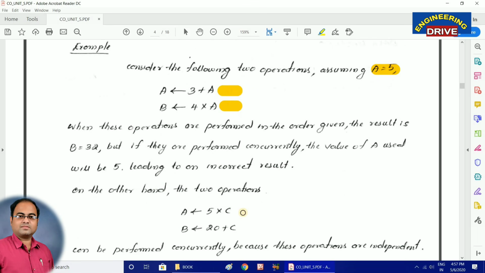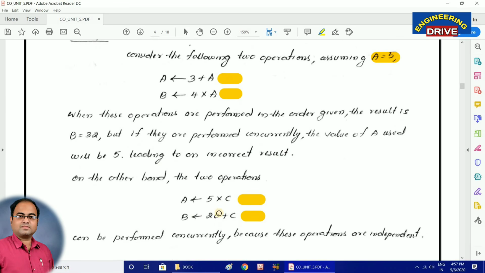Let us say one more example. These are the 2 instructions. These 2 instructions are independent. Why are they independent? Because if you substitute the value of C and execute both these instructions concurrently also, then you will get the same output. You will get the same A value and the B value also. So these 2 instructions are examples of independent instructions, whereas these 2 instructions are dependent instructions.